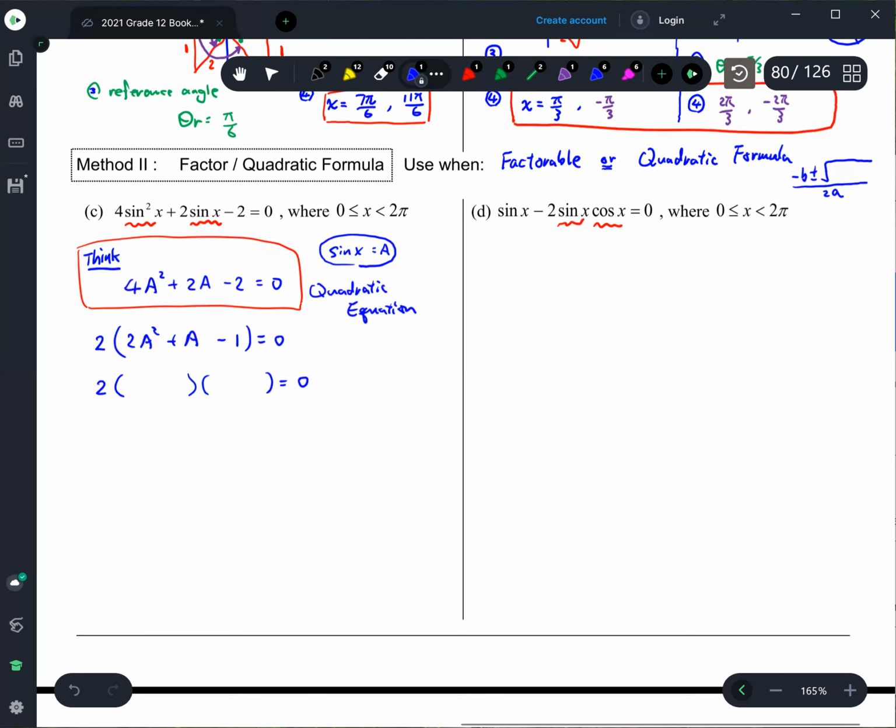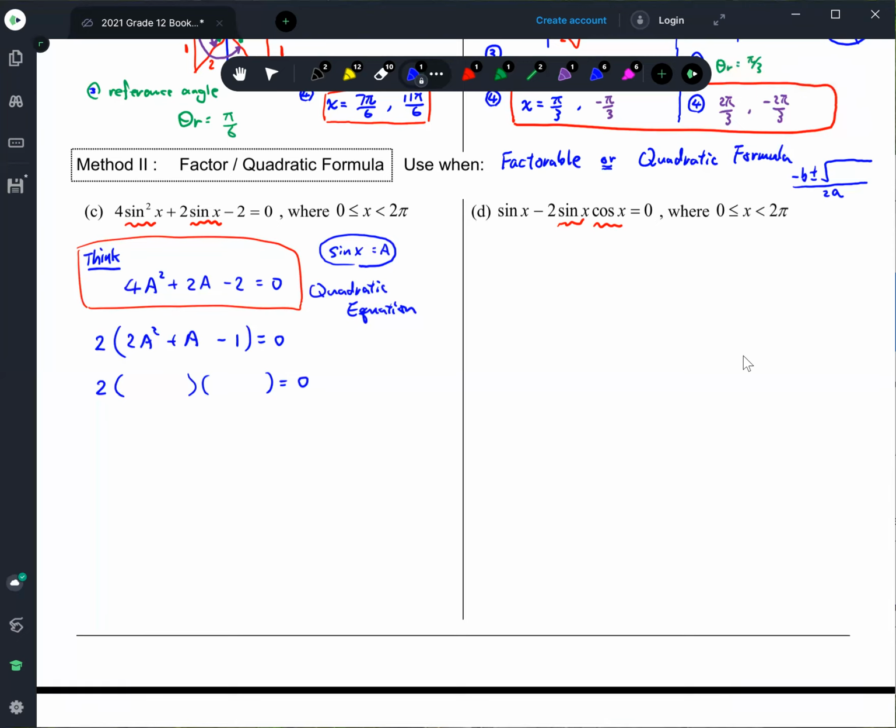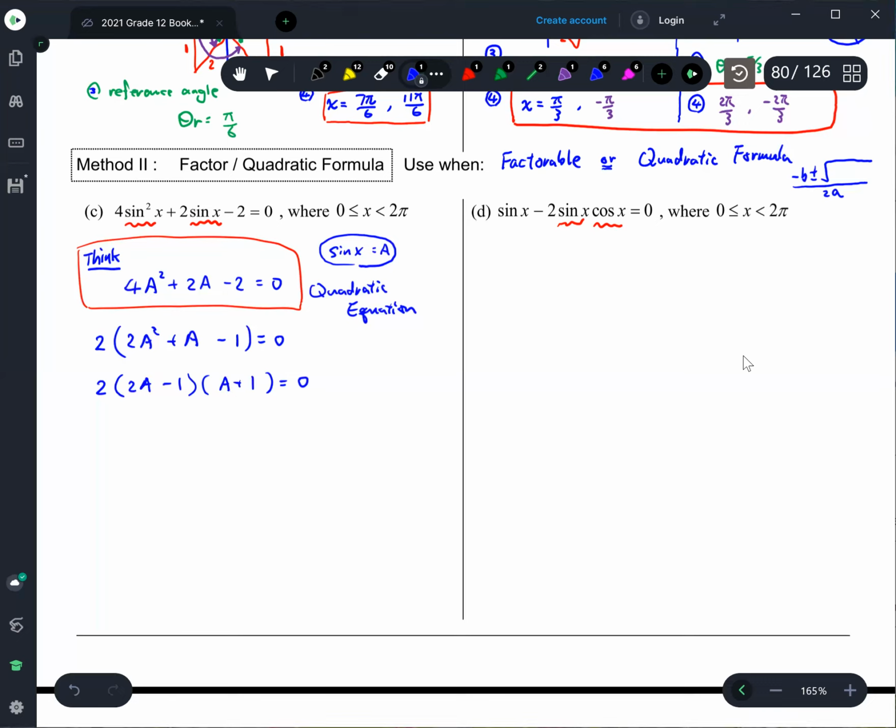Okay, so Waylon, what's inside the bracket? 2a minus 1 and a plus 1. Okay, let's double check. Angela, how about you? I have the same thing. Same thing, okay. So from here, we can solve for a, right? If you remember from quadratic equation, you make each bracket equal to 0, right? 2a minus 1 equal to 0, and then a plus 1 equals to 0, and then you can find the a.